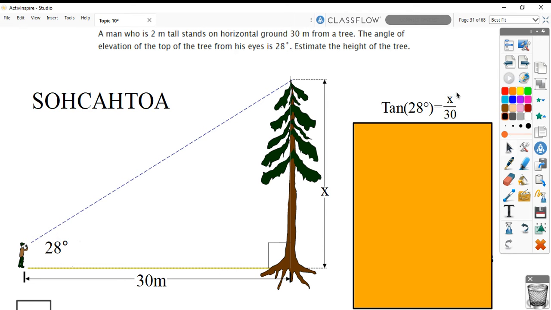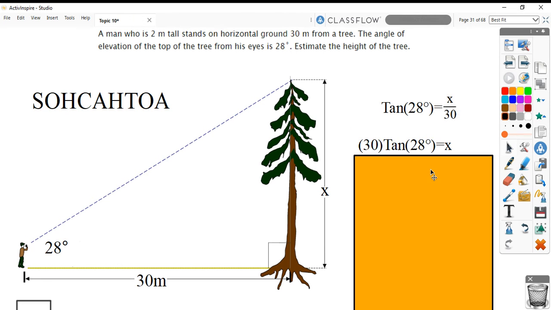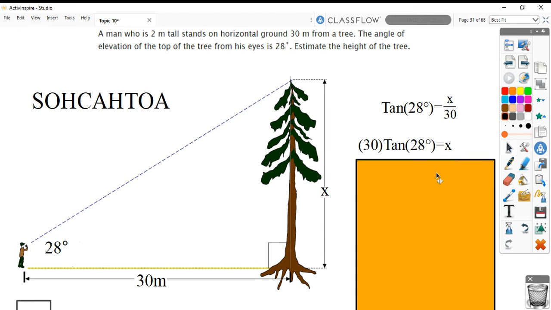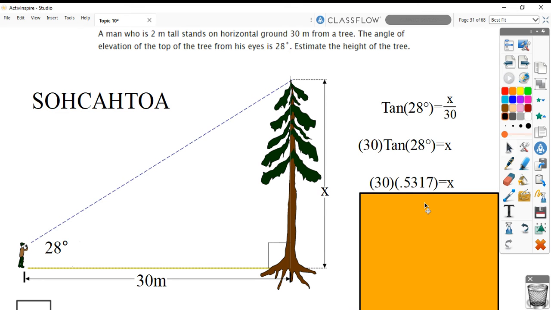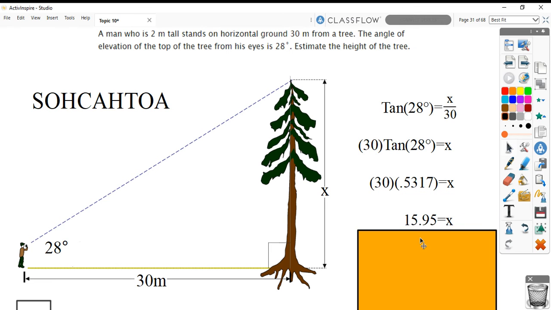Just like we've always done before, when your variable is inside a fraction, we need to get it out of the fraction. The way we do that is we multiply both sides times the denominator, both sides times 30. On the chart in your notes packet or in the calculator, you can find that the tangent of 28 is approximately 0.5317. You could type it into a calculator exactly like this, 30 times tangent of 28, or do 30 times the decimal from the chart in your notes packet. Either way, you end up with this number right here, 15.95.